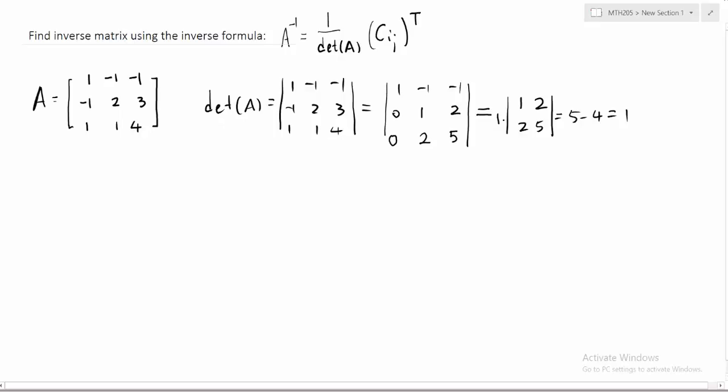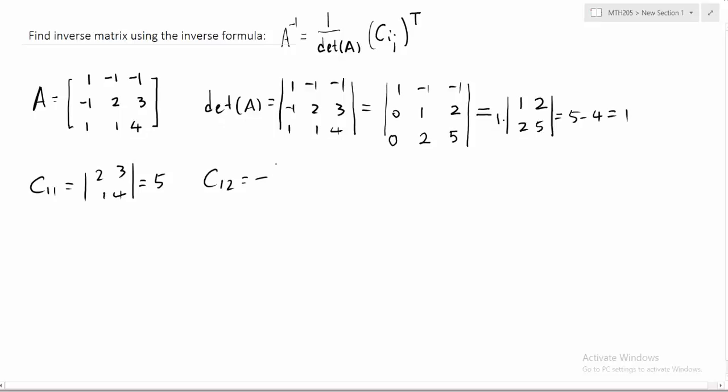Now we're going to calculate cofactors. First, let's look at C11. So C11 means we're going to remove the first row and first column, and we find the determinant is going to be 2, 3, 1, 4. So we will have 8 minus 3, that's going to be 5. And keep going. Remember, C12 has a negative sign.